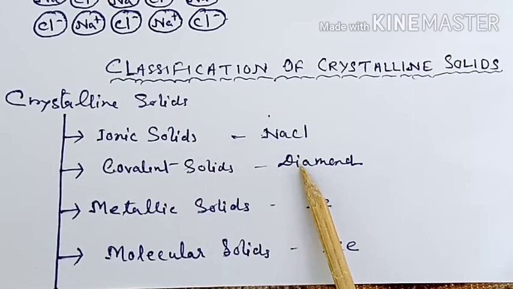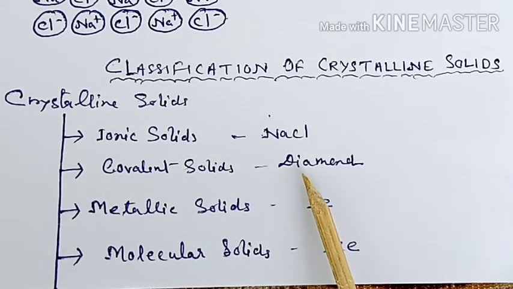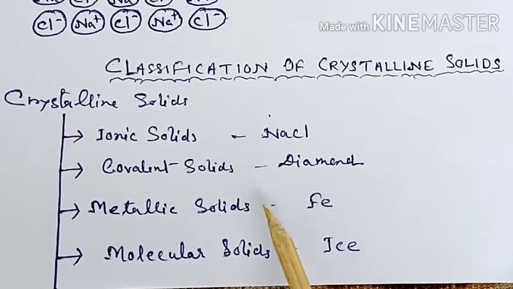Covalent solid. Diamond is an example of covalent solid, and diamond is an allotrope of carbon. In diamond, one carbon is covalently bonded with four other carbon atoms. So here the particles are atoms, and the interactive forces are the covalent forces.